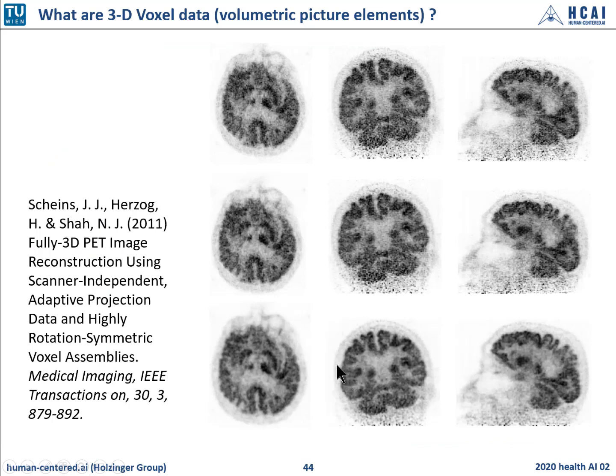And then what are 3D voxel data? These are volumetric picture elements produced by medical imaging devices. This is transaxial on the left, coronal in the middle, and sagittal on the right. This is a patient who was scanned for 30 minutes in list mode with the brain PET scanner. And this is a typical voxel image.